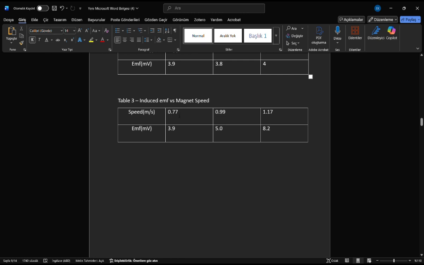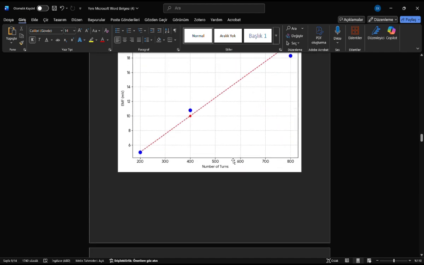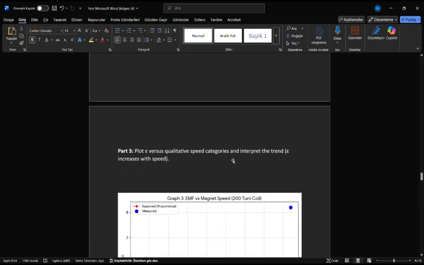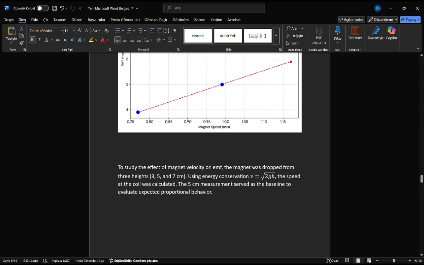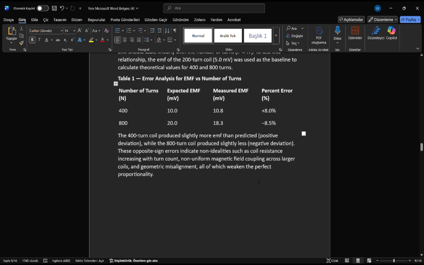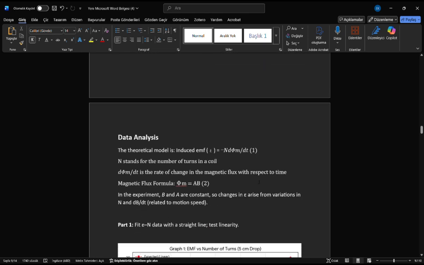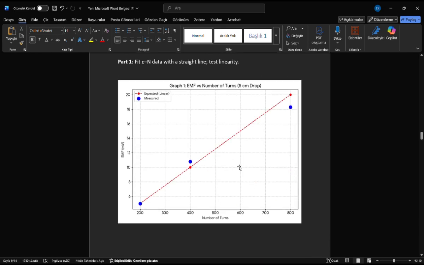Alright, in the last table that shows the change in the speed and how I calculated it, it is simple. We learned in physics 101 the formula here. I calculated the speed by using the height of the magnet drops, 3 centimeter, 5 centimeter, and 7 centimeter. And let me show you my graphs.